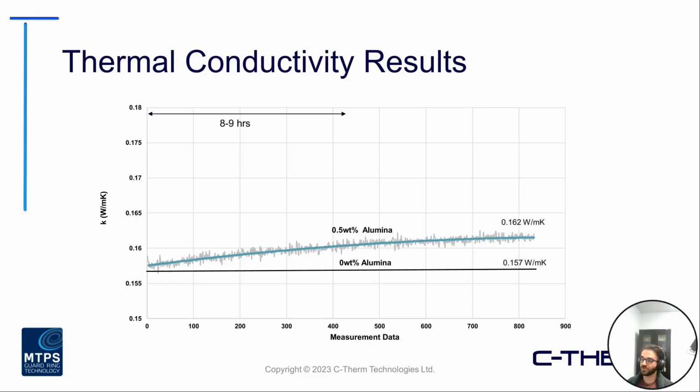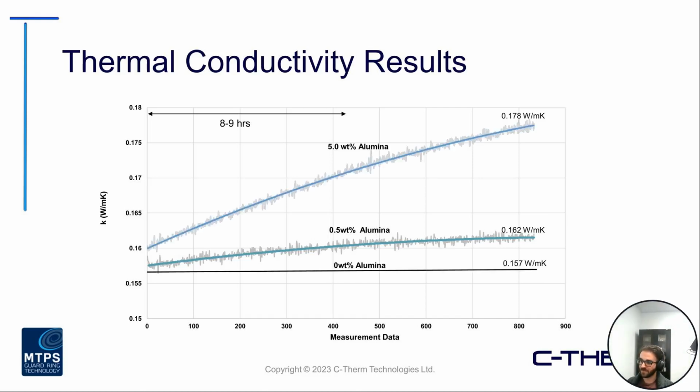But really, we're just monitoring. These measurements were done continuously. So starting with just a control sample, the base resin came in at about 0.157 watts per meter Kelvin. At the 0.5 weight loading, we see that over time, as that settling occurs, you start to reach an upper value of about 0.162.